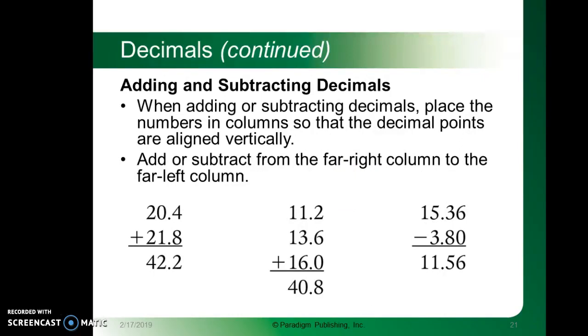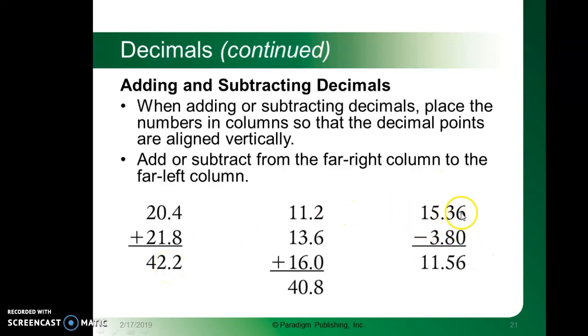So adding and subtracting numbers. When adding or subtracting decimals, place the numbers in columns so that the decimal points are aligned vertically. Add or subtract from the far right column to the far left column. So for example, 20.4 plus 21.8. Make sure that these decimals are aligned and keep them that way. Okay, so 4 plus 8 is 12. Carry the 1. 1 plus 1 is 2. 2 plus 2 is 4. And just bring down that decimal point and put it in its place.